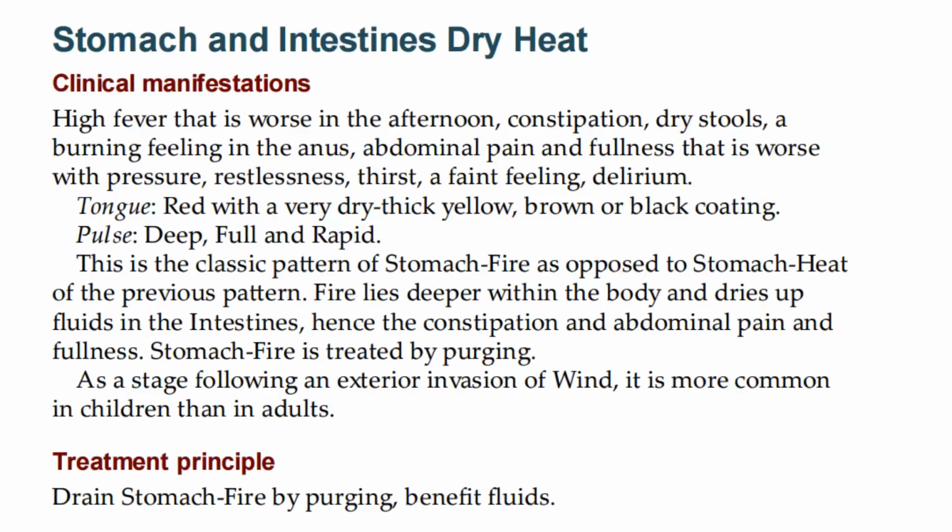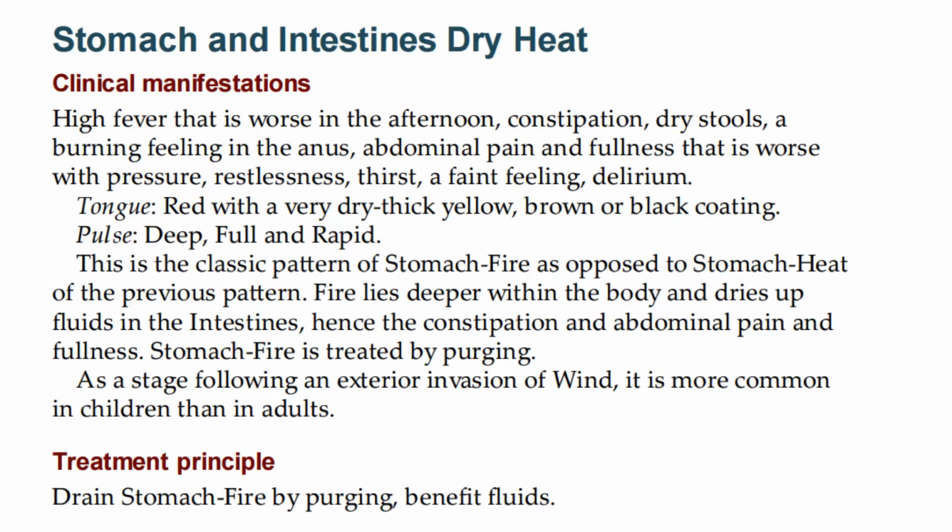Now let's talk about stomach and intestines dry heat. Clinical manifestations: high fever that is worse in the afternoon, constipation, dry stools, a burning feeling in the anus, abdominal pain and fullness that is worse with pressure, restlessness, thirst, a faint feeling, and delirium. Tongue is red with a very dry, thick yellow, brown, or black coating. Pulse deep, full, and rapid.